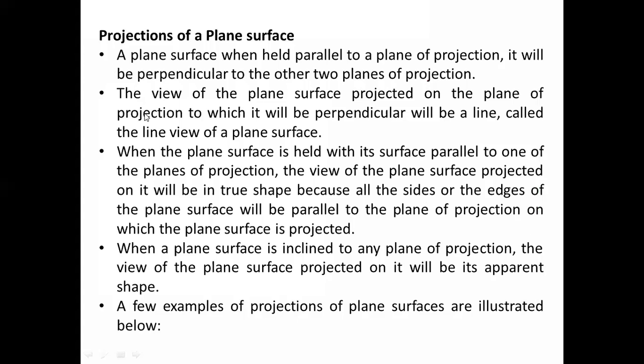So that is what is written: the view of the plane surface projected on the plane of projection to which it is perpendicular will be a line, and that will be called the line view. You remember this, that will be called the line view of a plane surface. Now when the plane surface is held with its surface parallel to one of the planes, then what will you be able to see?